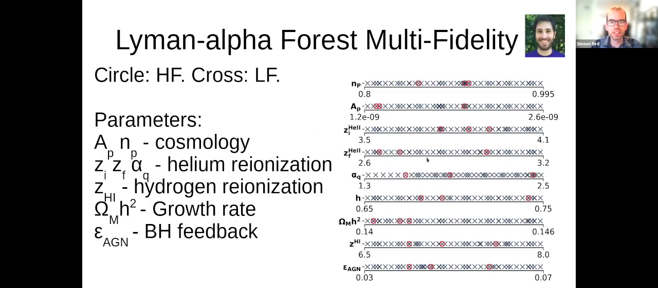So here is the full list of the parameters we're looking at together with their ranges. The crosses show the location of the parameters we ran low fidelity simulations at, and the circles show the locations of the parameters we ran high fidelity simulations at. And you can see they span the parameter space pretty well.